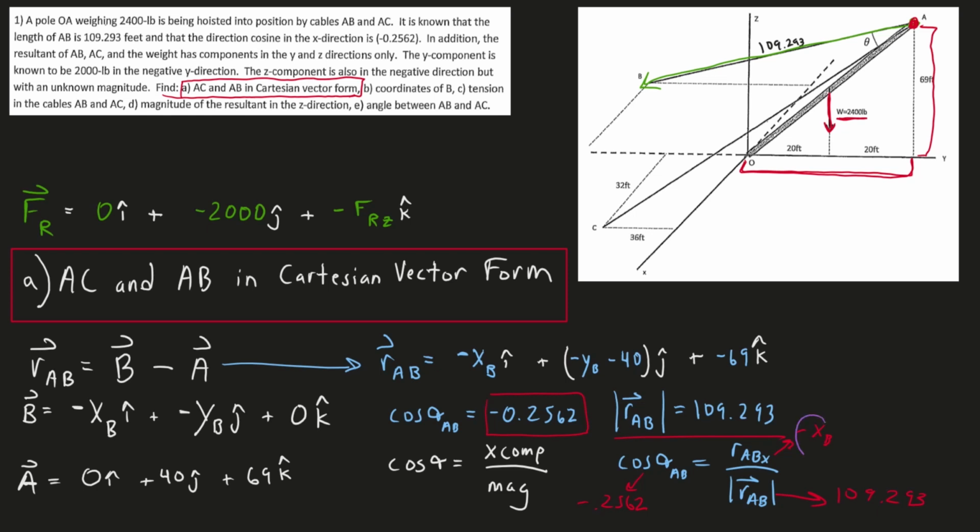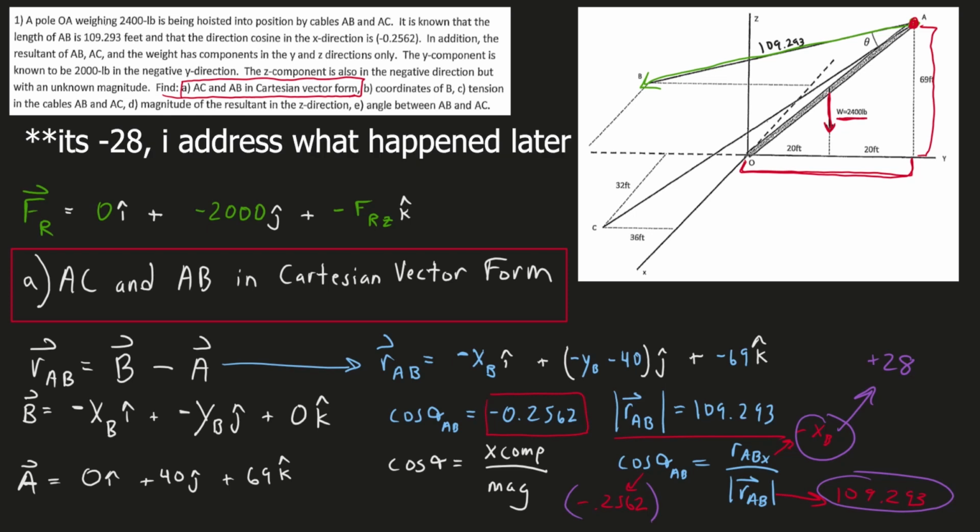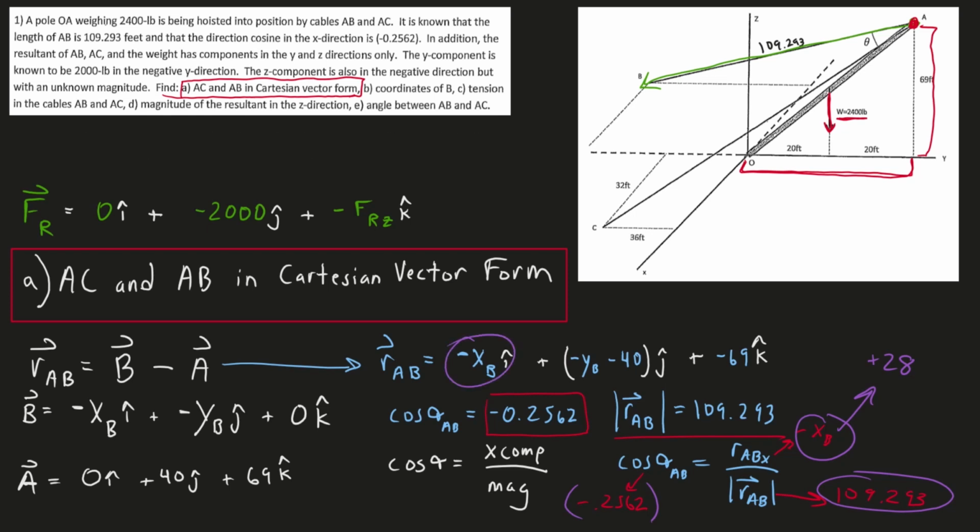So we can do our math here and solve for what our x-coordinate is of b. So if I move my 109.293 and multiply it on the other side, I get a positive 28. So that is the x-coordinate of b. So we'll write that in right here. Alright, so that was pretty helpful. We dove into our alpha. Let's see what we can come up with by looking at beta.